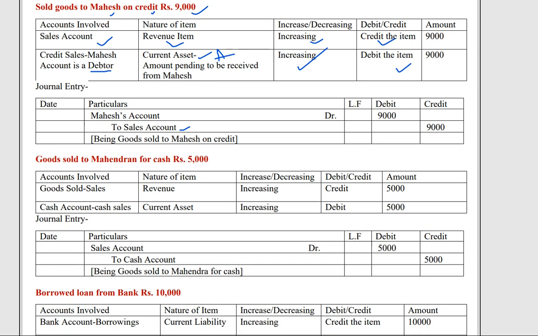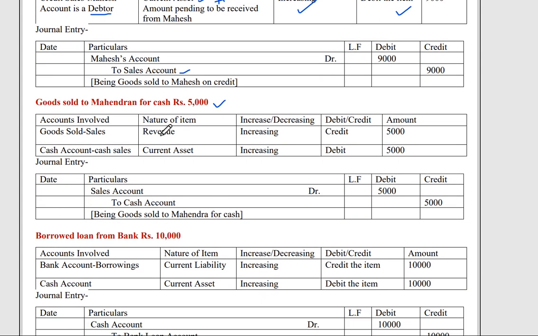Next is narration, being goods sold to Mahesh on credit. Next, goods sold to Mahendran for cash. Now it is direct point. Goods are sold to Mahendran. Okay, for Mahesh it was sold in the form of credit, so Mahesh is a debtor. But here a person named Mahendran has purchased the goods from our business.